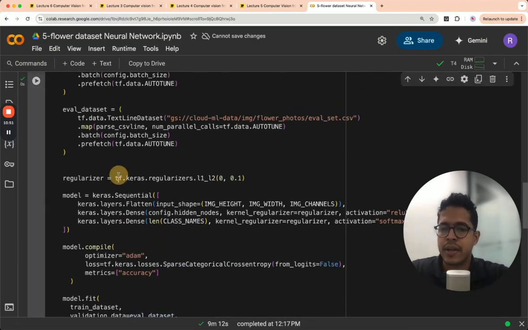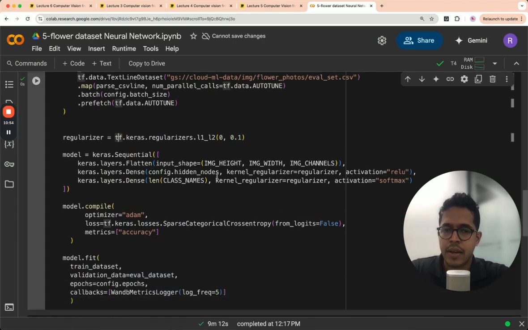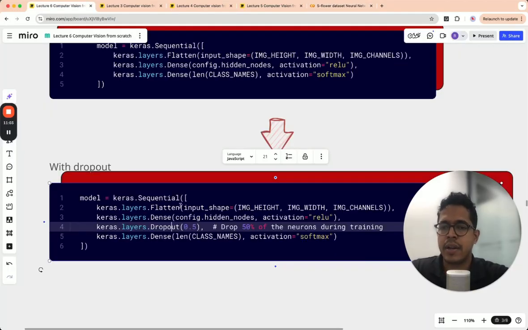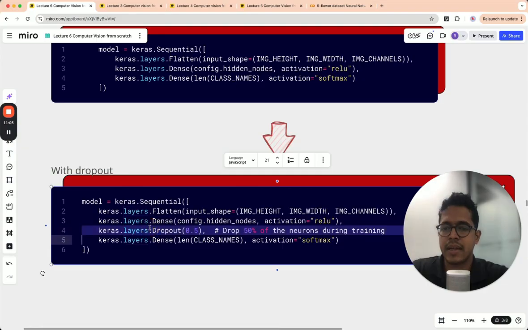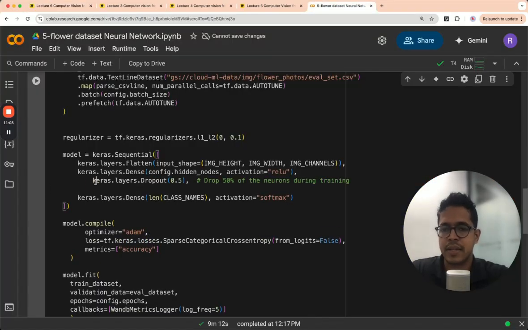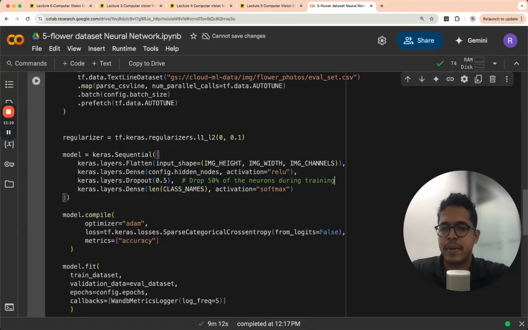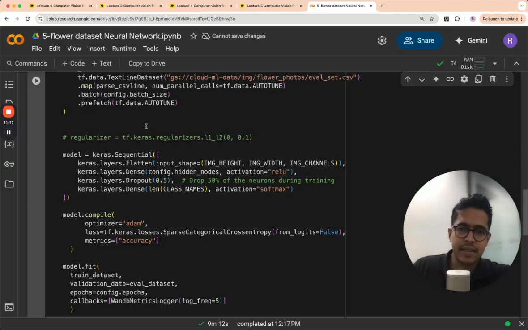What I'm going to do here is remove this regularization, because we just want to try dropout without regularization. To implement dropout, all I need to do is copy this part, keras.layers.Dropout, and paste it here. So this will implement dropout, and the regularizer is not being used, so I can just comment out this line. Everything else remains the same. It's fairly easy, and if you want both regularization and dropout, keep this line.